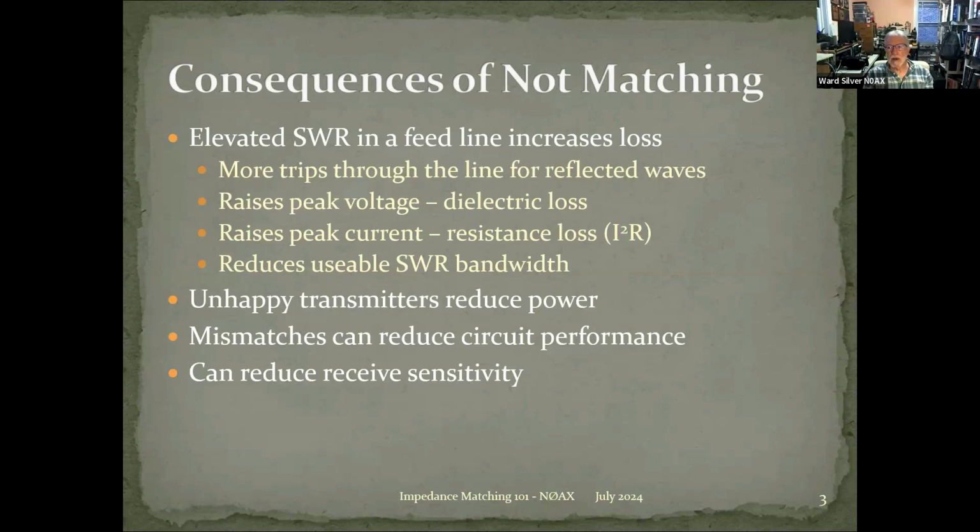The transmitter isn't going to be happy if you have an SWR above 2.5 or 3 to 1. And so the higher the SWR is at the load, the narrower the range of that SWR curve in which your transmitter is happy gets narrower and narrower. And unhappy transmitters reduce power for the reasons that I just talked about.